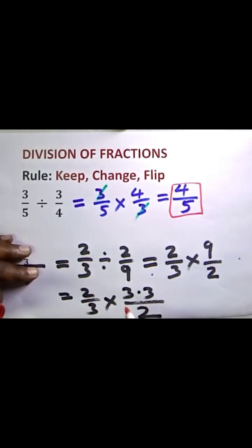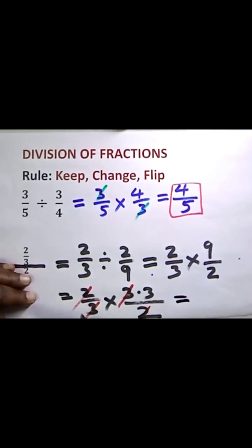Having done that, this 3 can go with this 3, this 2 can go with this 2, and what's remaining in the numerator is just 1 times 3, which is 3, all over what's remaining in the denominator. 1 times 1 is 1. So the answer is 3.